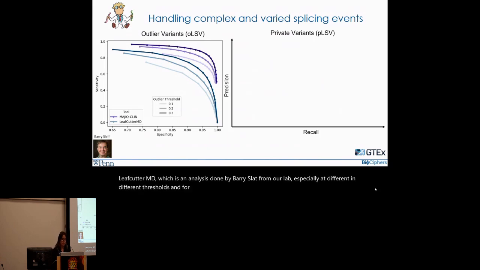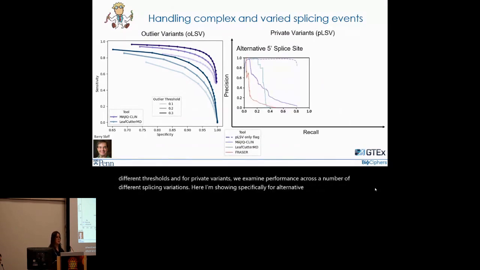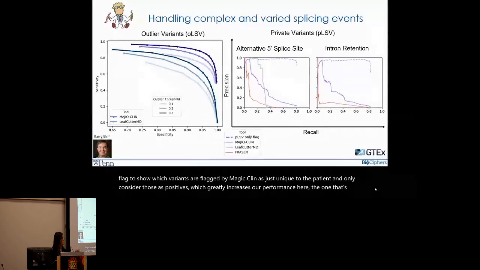And for private variants, we examine performance across a number of different splicing variations. Here I'm showing specifically for alternative 5' splice sites, but the others are very similar. So we can see that MAJIQ-CLIN, again, especially at more stringent thresholds, outperforms the other tools. Especially if we include this PLSV flag, which is the dotted line at the top. That is essentially a flag to show which variants are flagged by MAJIQ-CLIN as just unique to the patient and only consider those as positives, which greatly increases our performance here. The one that's different here is intron retention, and this is mostly due to the fact that Leafcutter MD does not do intron retention.